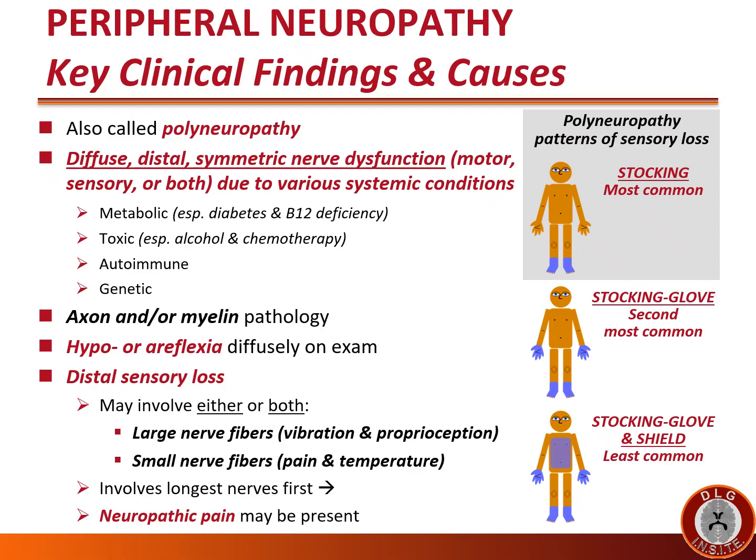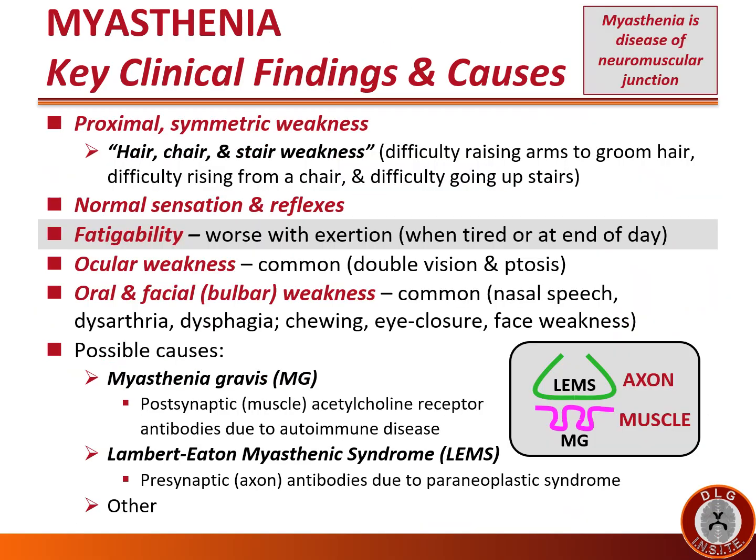That's neuropathic pain. The term myasthenia specifically means disease of the neuromuscular junction. And the key findings are proximal symmetric weakness that we sometimes summarize as hair, chair, and stair weakness, meaning they have difficulty raising their arms to groom their hair, difficulty rising from a chair, and difficulty going upstairs. These patients will have normal sensation and reflexes.